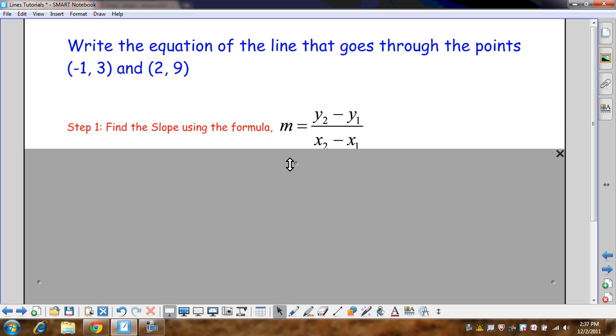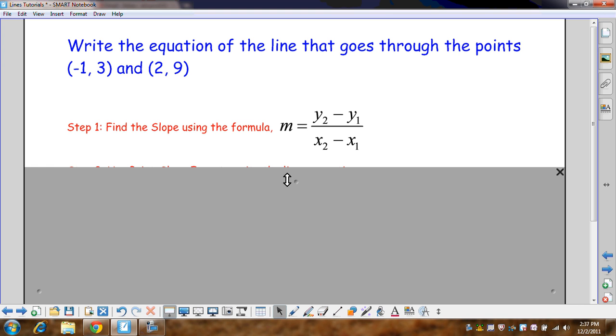Step 1, we're going to want to find the slope using the formula for slope, which is y2 minus y1 over x2 minus x1. Now, what I have my students do is write the 2 points one on top of the other. So what I mean by that is I'm going to take the 2, 9 and slide that under the -1, 3.